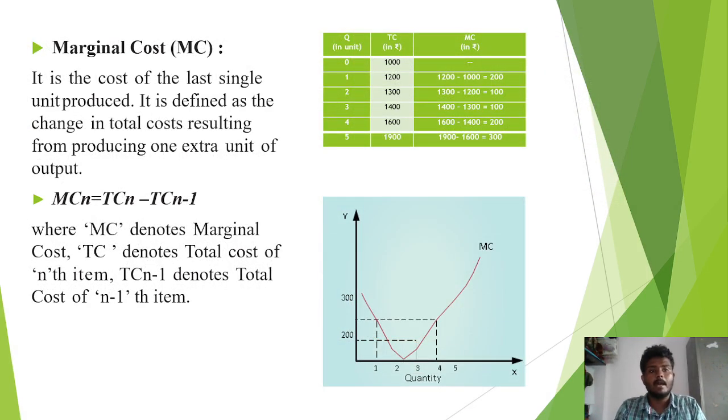Now we are going to see the marginal cost. Marginal cost is nothing but the cost of the last single unit produced. It is defined as the change in the total cost resulting. See in the table, the marginal cost depends upon the previous total cost. The present total cost is minus the previous total cost. Here, 1200 is the present total cost. By subtracting the 1000 from the previous total, we get 200. The 200 is known as the marginal cost.